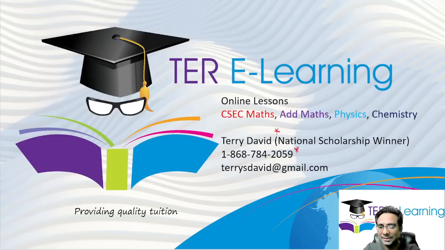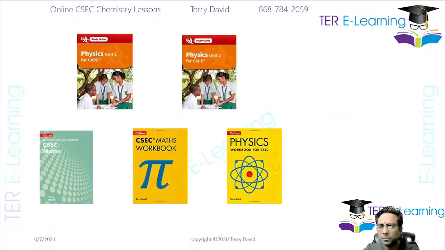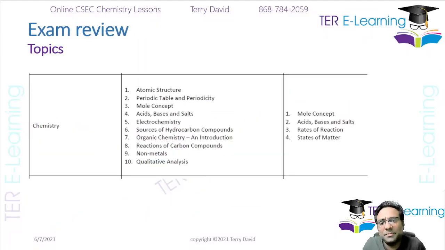So let's get going. CSEC basically gave some broad topics that are supposed to be tested in Paper 2. These are the list of the topics. Today I am going to be focusing on these two topics here, which are organic chemistry, an introduction, and reaction of carbon compounds.